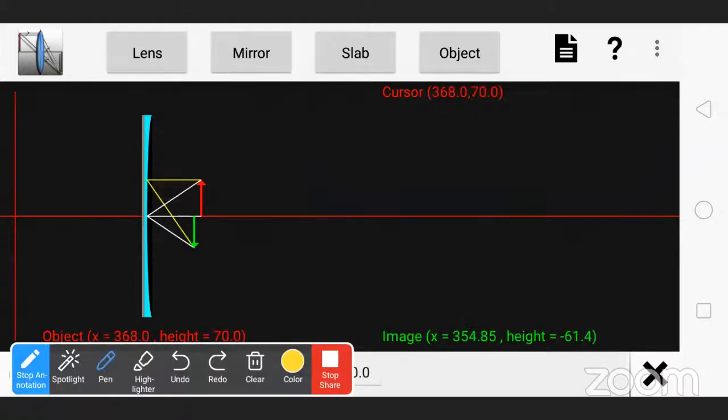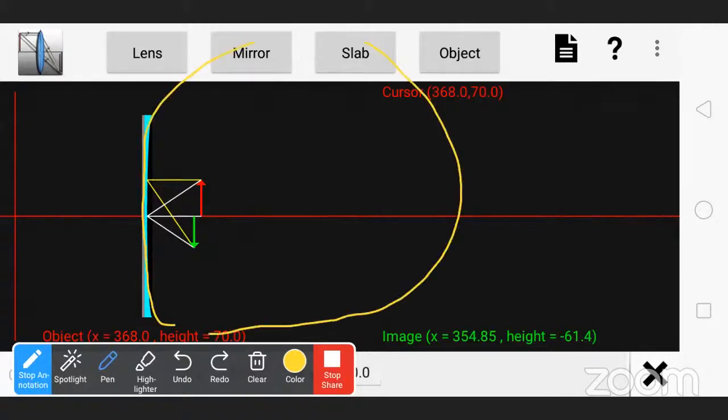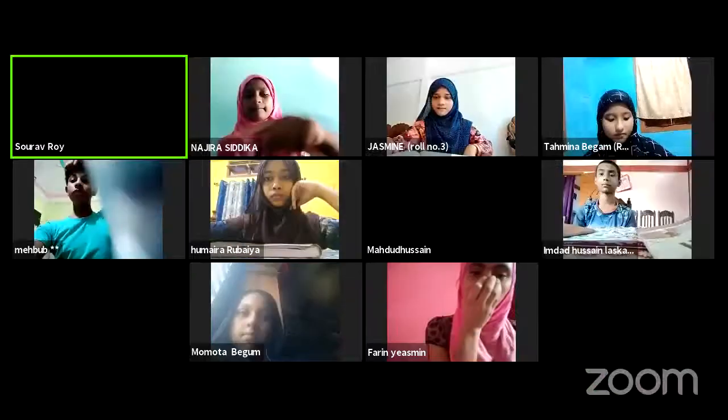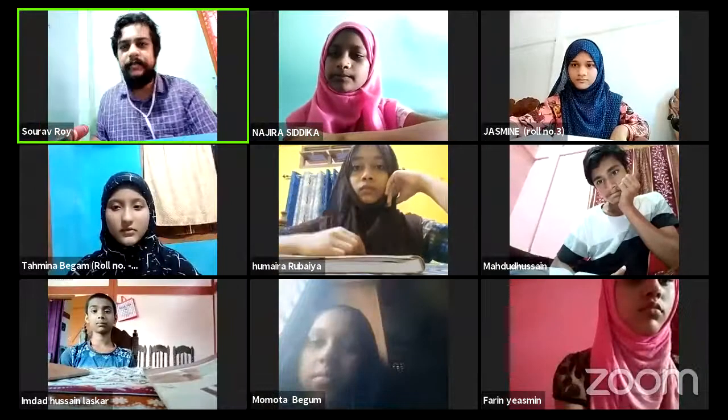So how would I say that this is a concave mirror? See, if this portion of the mirror would become a circle, then somewhere it would become like that circle. That's what we call a concave mirror. Just a simple example I have given to make you understand what it is.